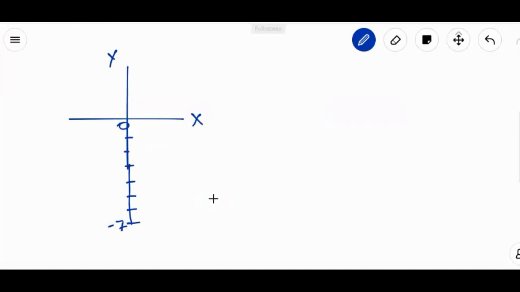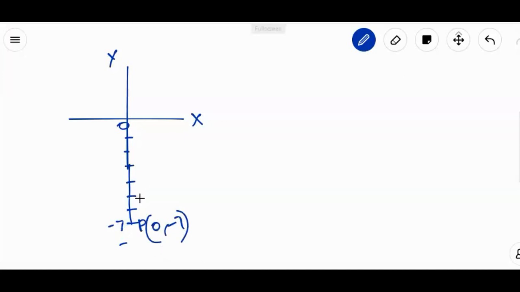No, ma'am, it will not be. Always plot the point. Minus 7 means this is where it is. This is your point, the coordinate of that particular point, (0, -7). Okay.